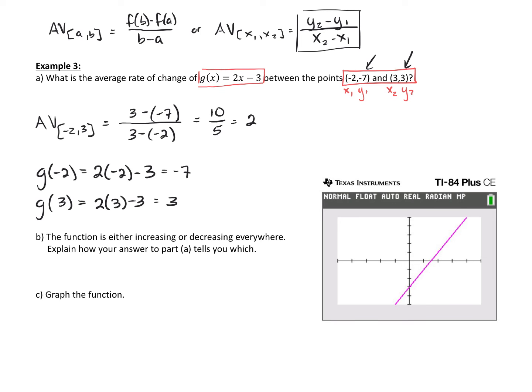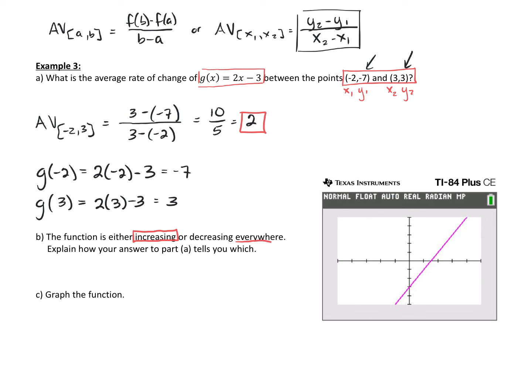So when it comes to question B, we want to know if the function is increasing or decreasing, and how can we use the answer to part A to tell us how we know which is which. Because the average rate of change is positive, we know that the function is increasing. Anytime that rate of change is positive, your function's increasing. And if your average rate of change is ever negative, then that means it's decreasing.